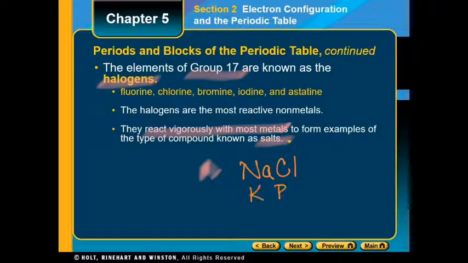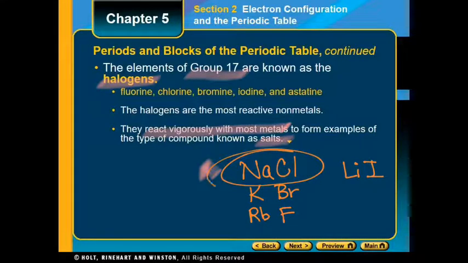I could do potassium bromide. Rubidium fluoride. How about lithium iodide? I'm picking a lot of group 1 metals with a halogen. But again, any of those are called salts. This just happens to be table salt that you're probably most familiar with.